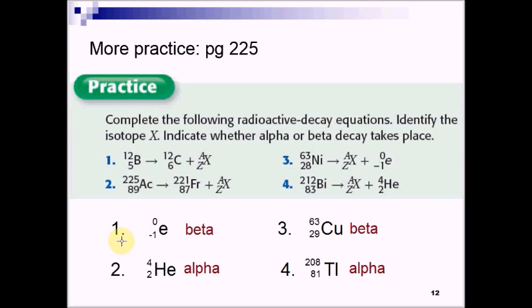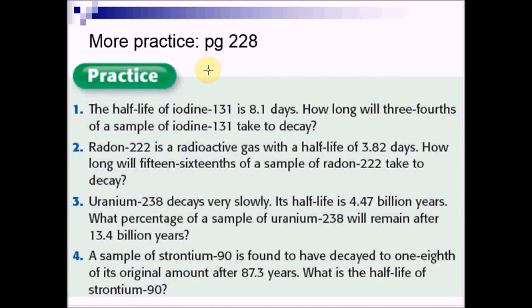So here are your answers. Number 1 is beta decay, 2 is alpha decay, number 3 is also beta decay, of course, because of the electron there, but the answer should have been copper with a mass of 63. Atomic number, of course, always for copper is 29. And the last one is also alpha because we have that helium here. This is actually Tl, this is not Ti, that is thallium with an atomic number of 81 and a mass of 208.